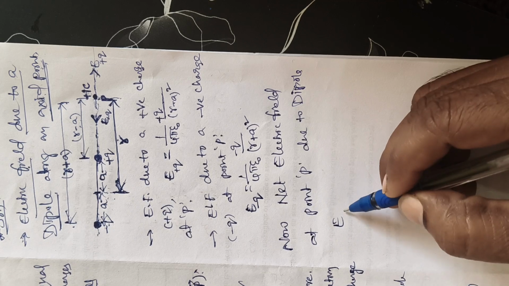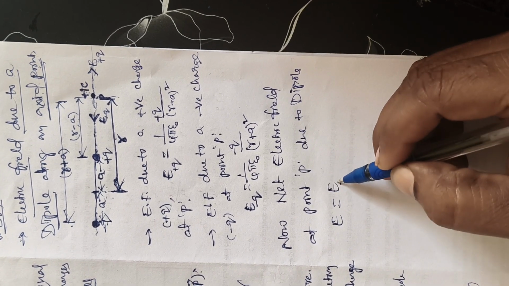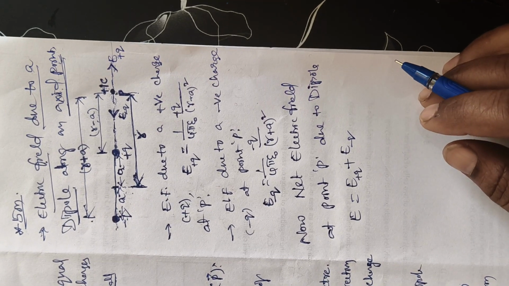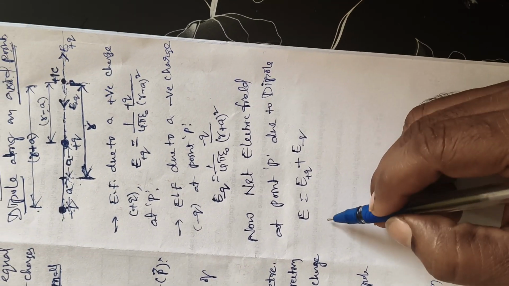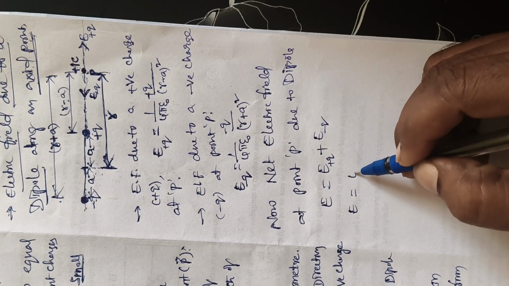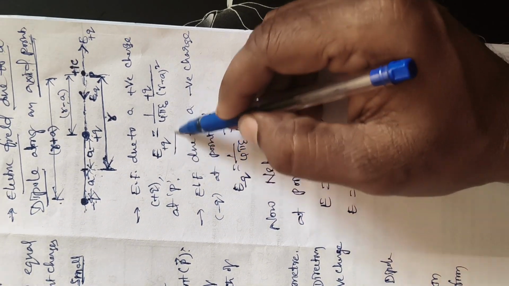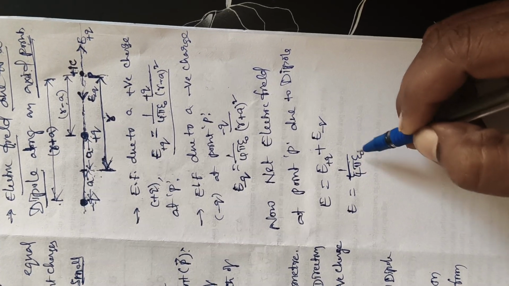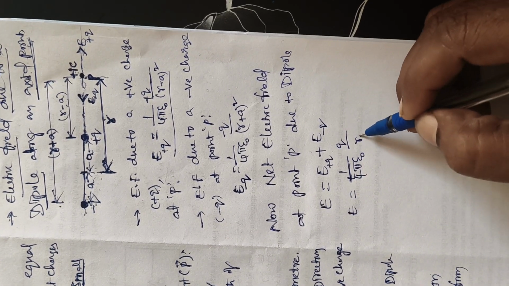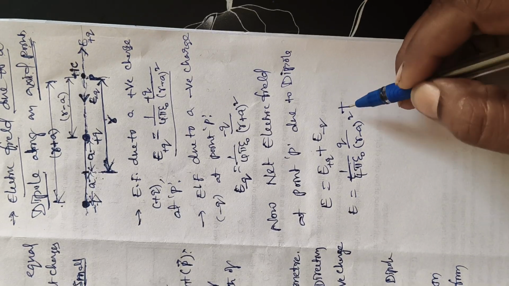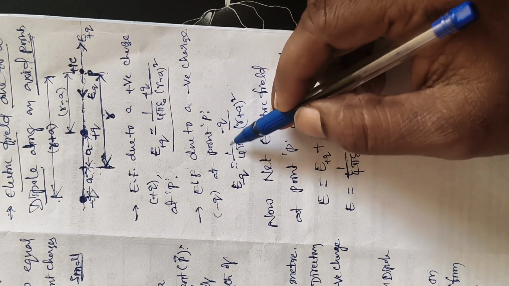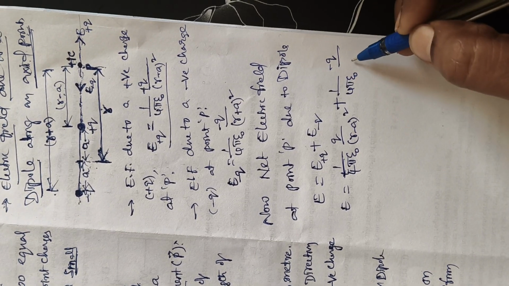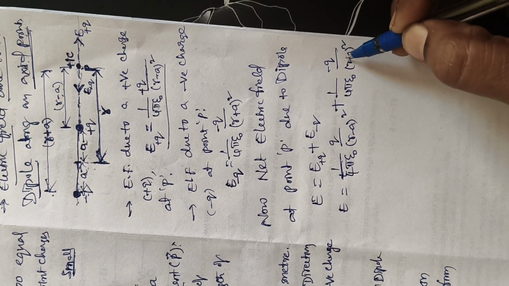So net electric field means E is equal to E plus Q plus E minus Q. So this is the net electric field, which means summation, addition. So now E is equal to E plus Q value, how much here? This one: 1 divided by 4 pi epsilon naught, Q by (R minus A) whole square, plus E minus Q value, 1 by 4 pi epsilon naught, minus Q by (R plus A) whole square.